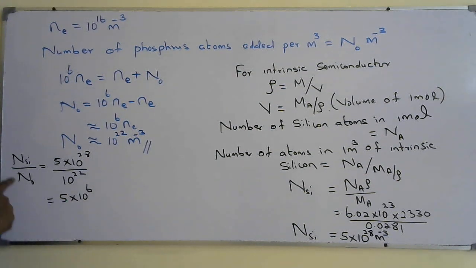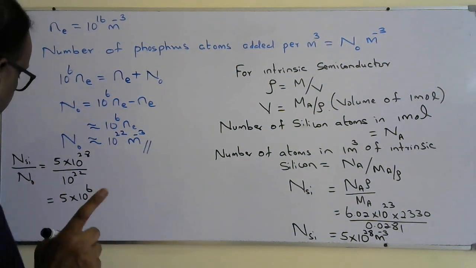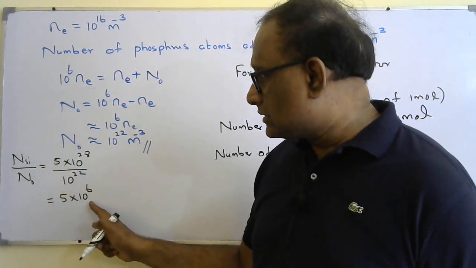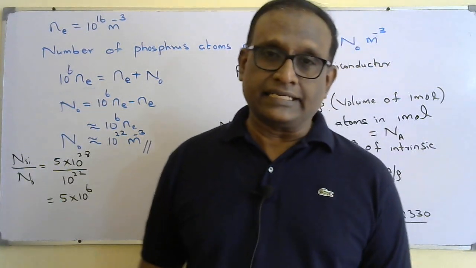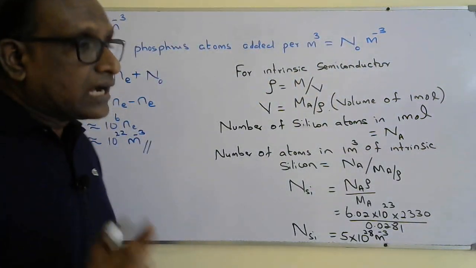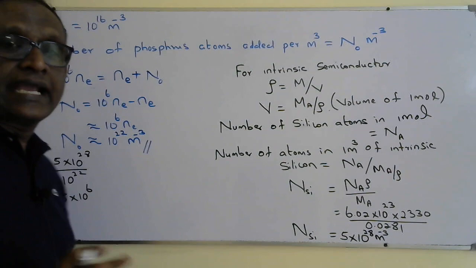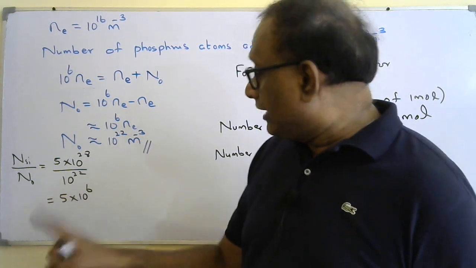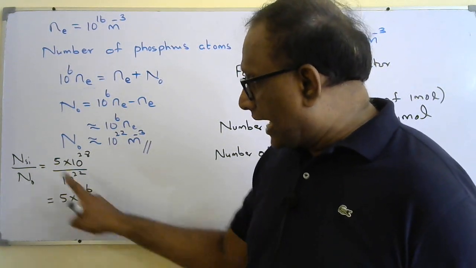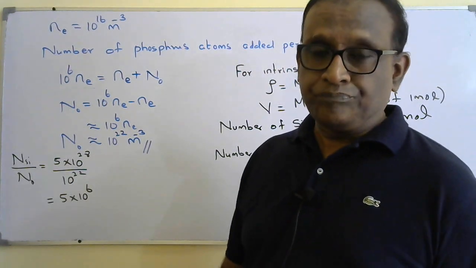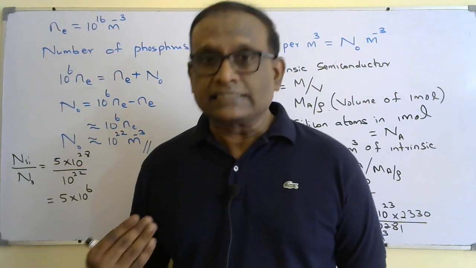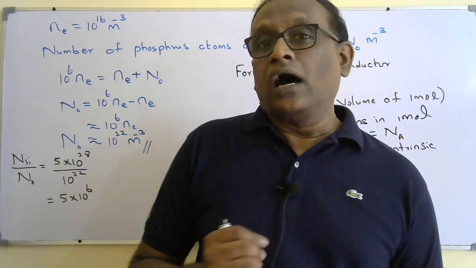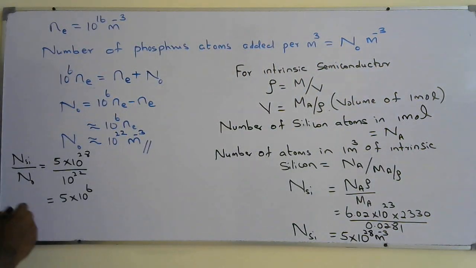That means for every 5 million silicon atoms, if we add one phosphorus atom, that is enough to get 10 to the power 22 conduction electrons. Or I can say, for every 5 million silicon atoms, if we add one phosphorus atom, we can increase the conduction electrons of the intrinsic semiconductor by 1 million times in the conduction band. So that's the answer we should give.